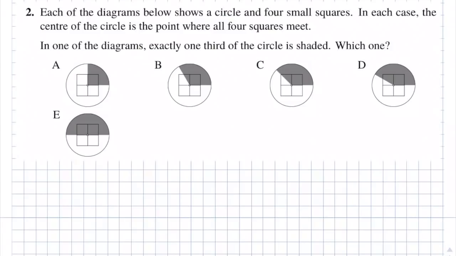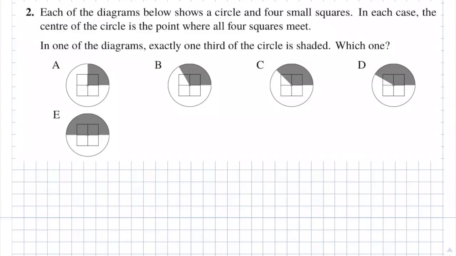Question 2. Each of the diagrams below shows a circle and 4 small squares. In each case, the centre of the circle is the point where all 4 squares meet. In one of the diagrams, exactly 1/3 of the circle is shaded. Which one is it? So we've got our answers A, B, C, D, and E, and we need to find which diagram shows exactly 1/3 of the circle being shaded.